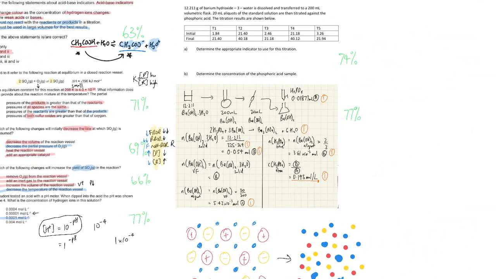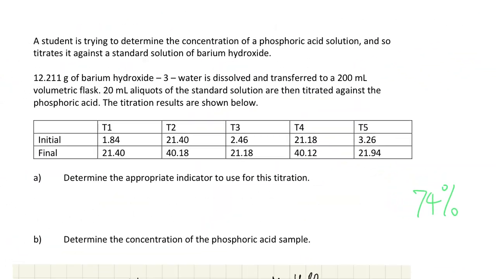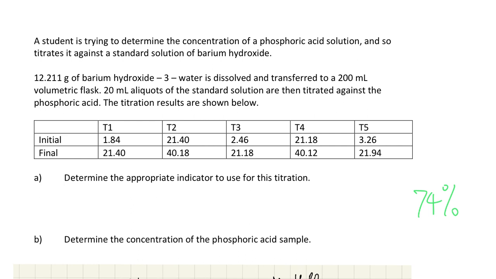Next, okay, this one here, 74% of you got it right. The idea is that you would have to work out the products at the equivalence point, and that determines the appropriate indicator. So this one here, the products would be barium phosphate. Okay, what's barium phosphate? Ba3(PO4)2. Okay, and the phosphate ions are basic.